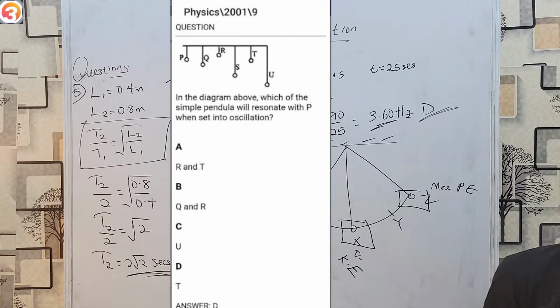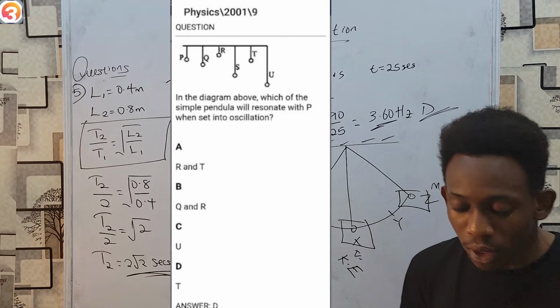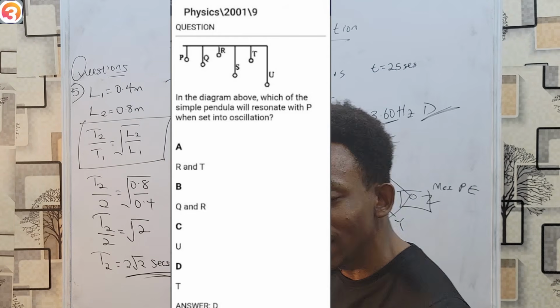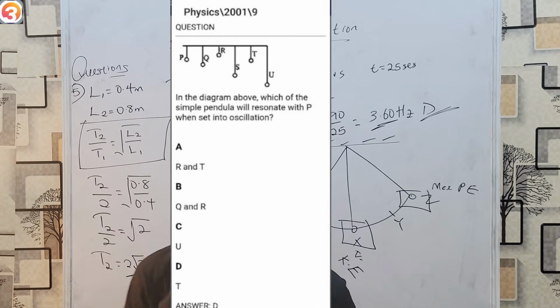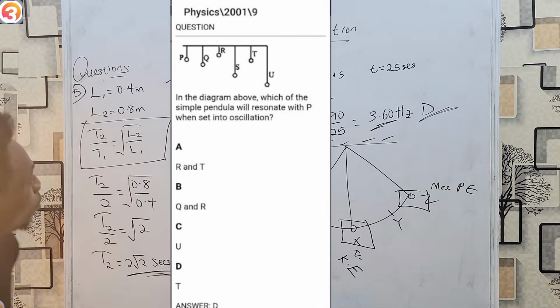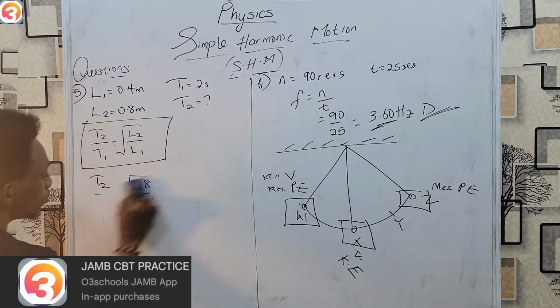Looking at the diagram, very simply, you can all see that the only one whose length is the same as P is T. So my answer is simply D. Option D, T. That's all. And if that is clear, we shall take one last question.